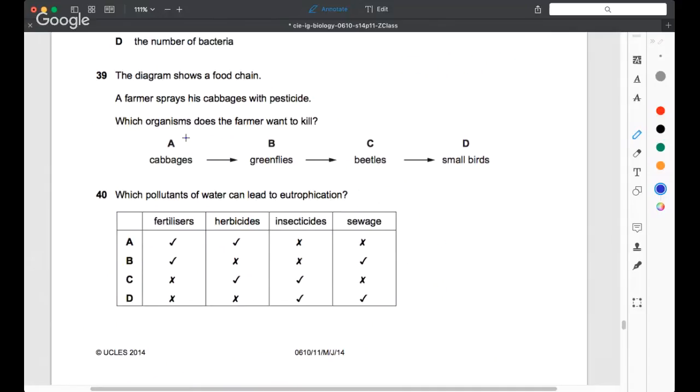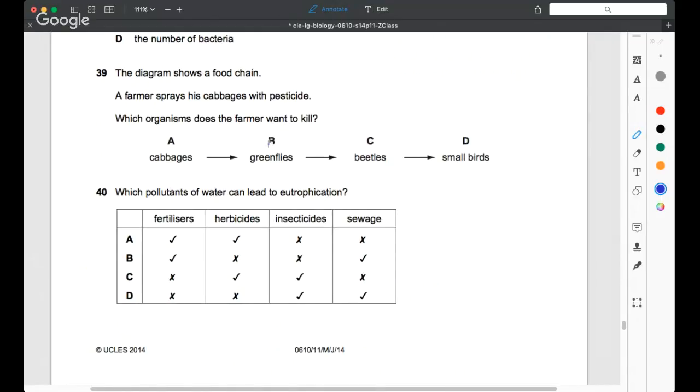To stop the cabbages from being eaten. So he wants to kill the green flies, but he wants to encourage the beetles, which are always going to kill the green flies, and possibly want to kill the birds, but that might not be allowed. So B is the right answer.